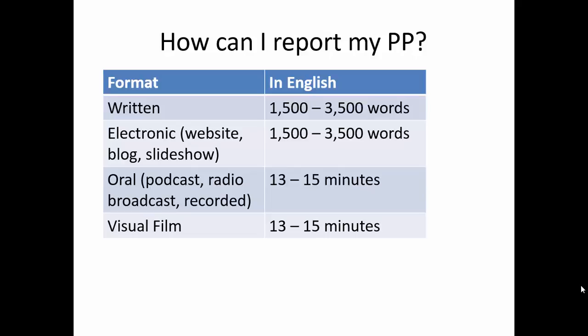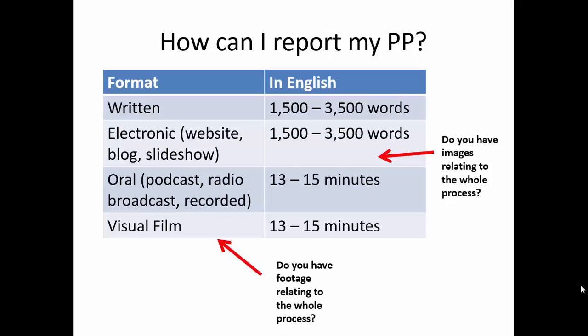If you're thinking of doing an electronic website, then again, I'd make sure I'm having lots of digital photos of the process, trying to capture everything you do, because that will help that process as well. So think about what you intend to produce for your final report, and that will inform what you do with your process journal. So that's setting up your process journal. Do we have images? Do we have footage? Those are things to think about.